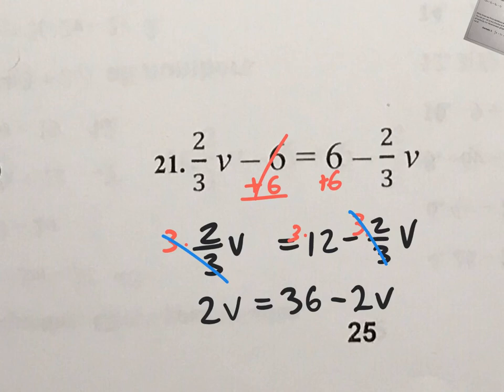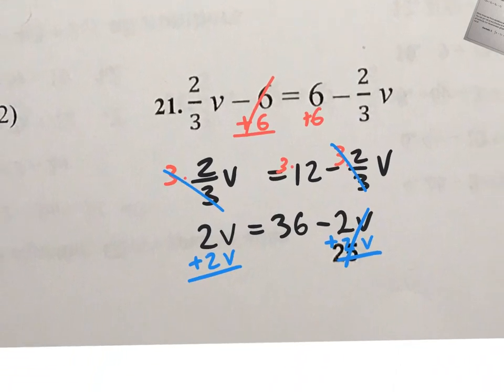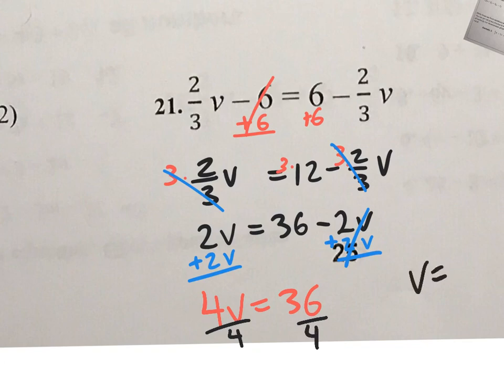Now, it would not make sense for me to go minus 2v here and move it this way, because then you would have everything on one side, and the goal is to get v by itself on one side. So it'll be easier to get rid of this minus 2v by doing the opposite, plus 2v. That'll cancel it out. What you do to one side, you do to the other. So now you will have 4v equaling 36. And your final step would be to divide by 4, which means v equals 9.